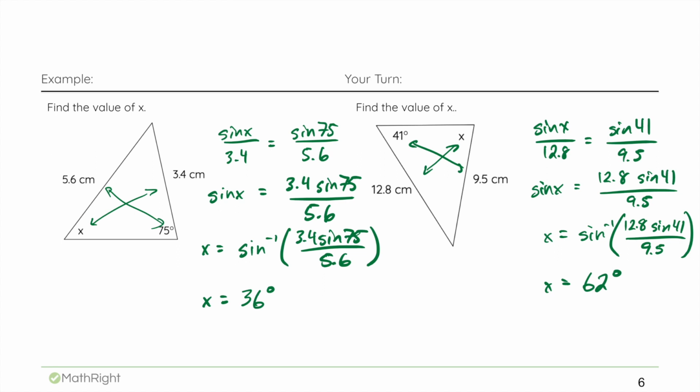So that's how we use sine law to solve for missing side lengths and angles. The key characteristic of using the sine law is when you have angle and opposite side pairs, when you have two pairs of that with one unknown, that's an indication that you're going to need to use sine law to solve that.